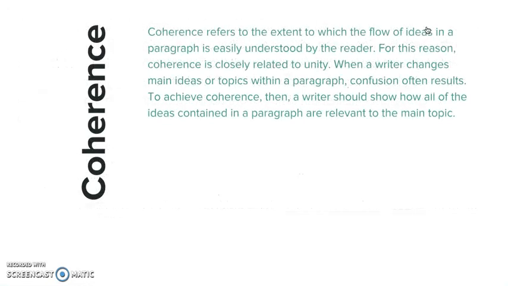Coherence. Coherence refers to the extent to which the flow of ideas in a paragraph is easily understood by the reader. For this reason, coherence is closely related to unity. When a writer changes main ideas or topics within a paragraph, confusion often results. To achieve coherence, then, a writer should show how all of the ideas contained in a paragraph are relevant to the main topic. Let's look at some examples.